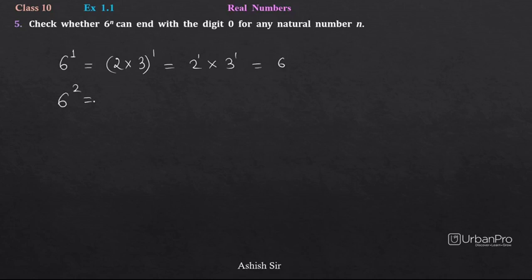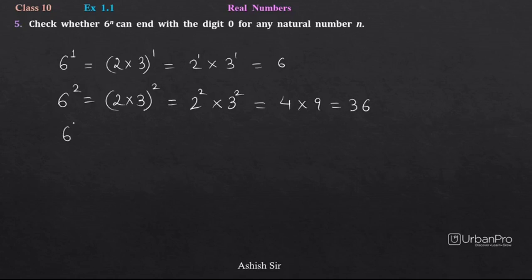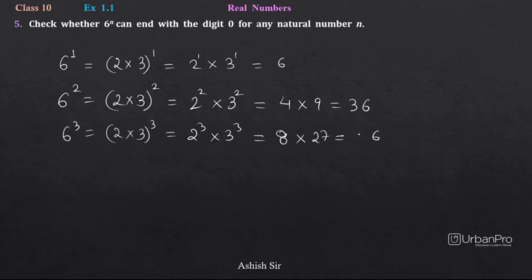If you take 6 to the power 2, so this will be 2 into 3 to the power 2, that is 2 to the power 2, 3 to the power 2, 4 into 9, that is 36. So in this way, if we keep on finding, let's say 6 to the power 3, so this will be 2 to the power 3, 3 to the power 3, that is 2 to the power 3 is 8 and 3 to the power 3 is 27. So this is 216.